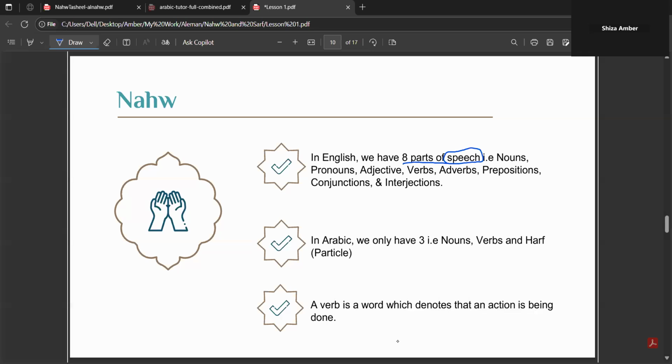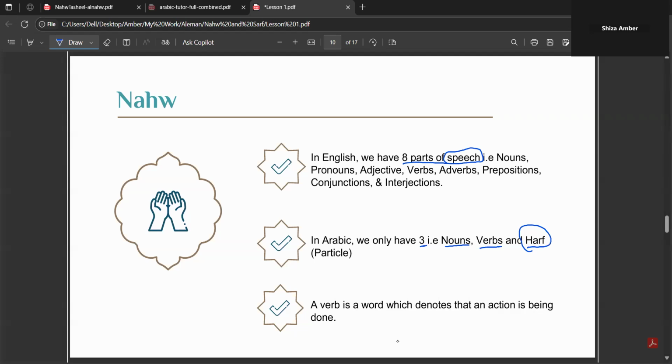But this is not the case in Arabic. We do not have 8 parts of speech in Arabic. Rather, we just have 3, and they are nouns, which we just studied, then verbs, which are the actions, and then harf. Harf are the particles. It can include conjunctions and prepositions, and we'll do it in depth. But as for now, you just need to remember that in Arabic, we have just 3 parts of speech instead of 8: nouns, verbs, and harf.